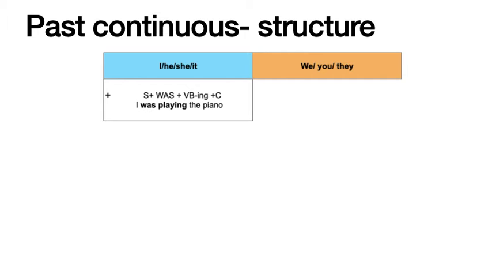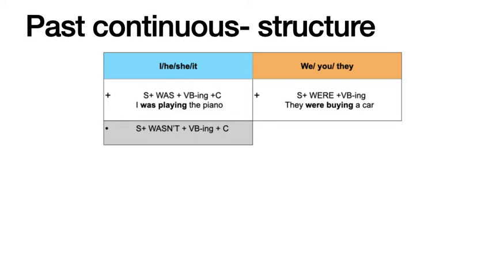For example, I was playing the piano. As you know, S stands for subject, then we have the verb with the structure, and then the C is the complement, what completes the sentence and gives meaning to it. If we have a subject that's we, you, they, or an equivalent, we will be using the form were. That's the past of the verb to be that corresponds to these subjects, and then the verb with ing. For example, they were buying a car.